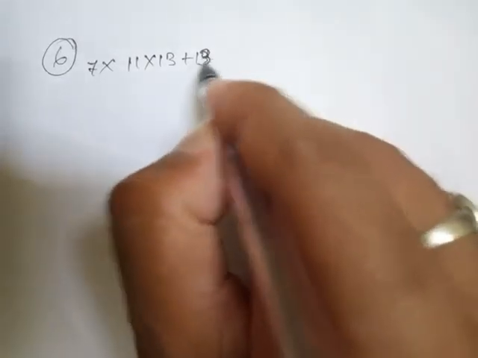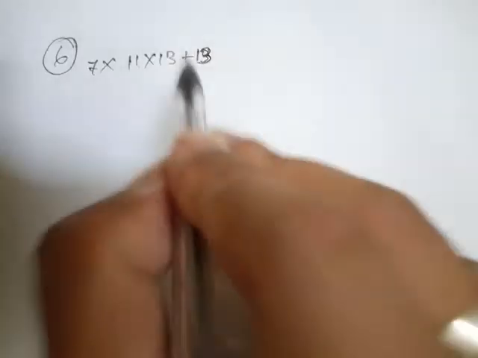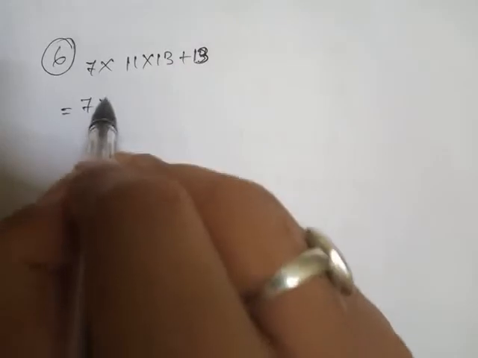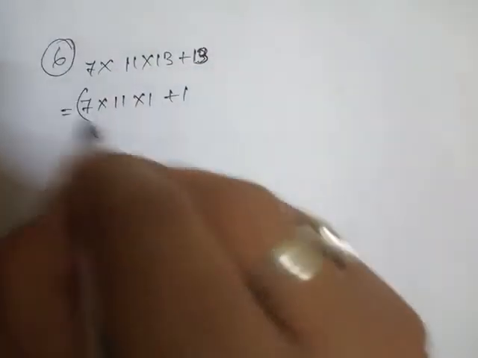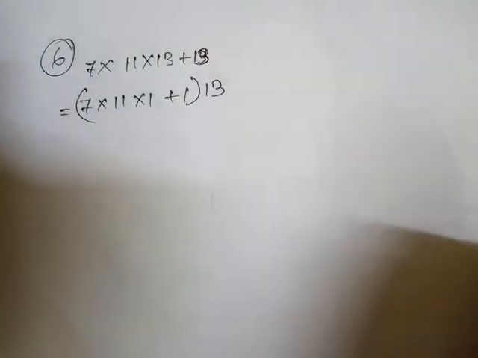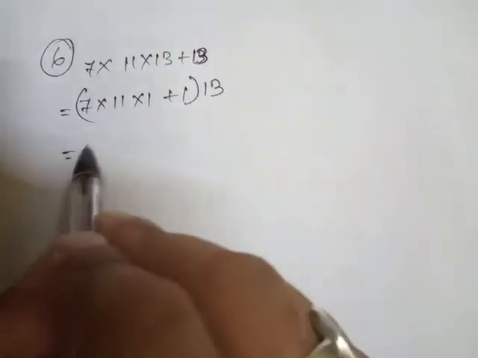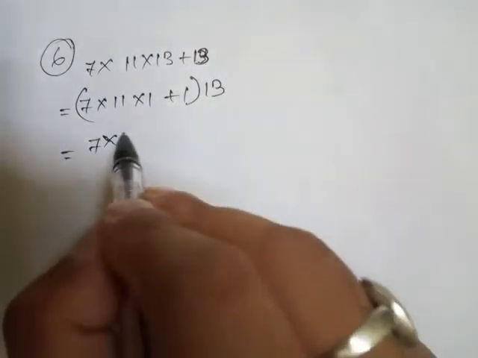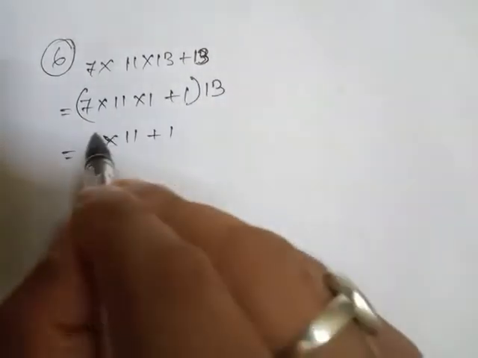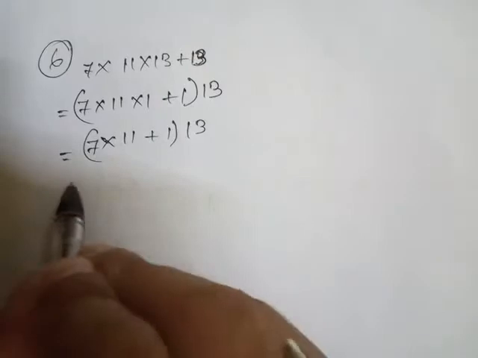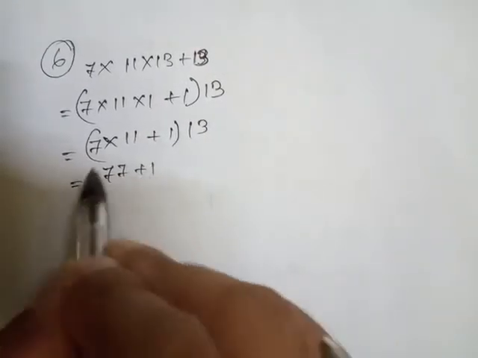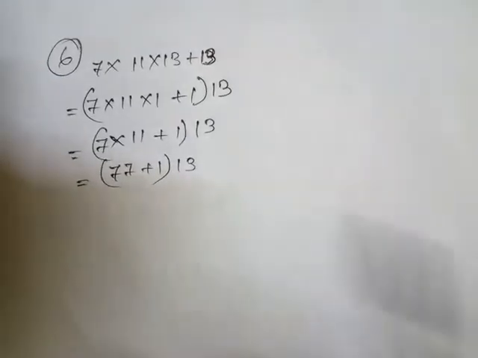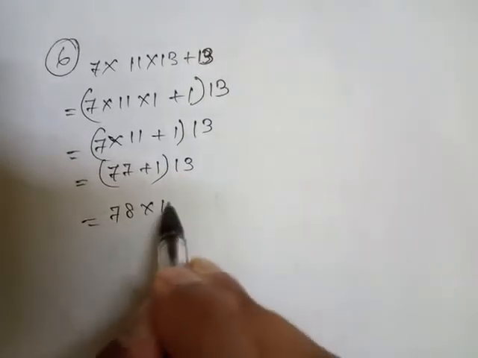Now student, look here, 13 into 13. Now look here, if I take 13 common, then what will happen? 7 into 11 into 1 plus 1, and if I take 13 common here, then 7 into 11 into 1 is 11, plus 1. Now look here student, 7 into 11 is 77 plus 1, then 13. So next would be 78 into 13.